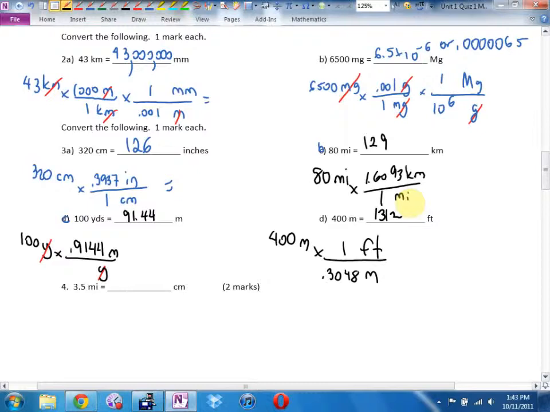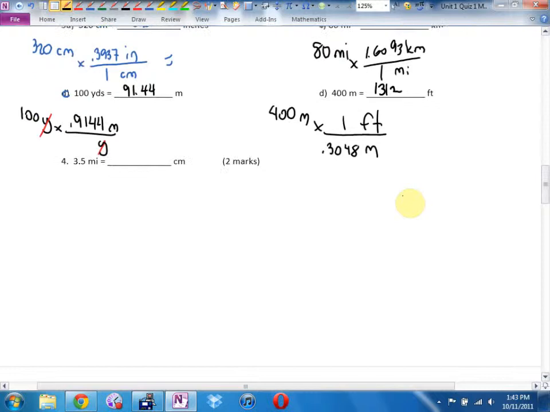Turn the page. No, don't turn the page. Number 4. Silly me. 2 marks. That means this is going to be multiple steps.